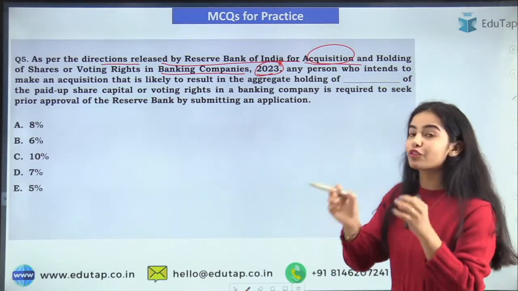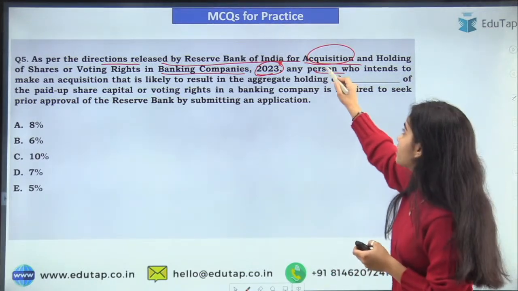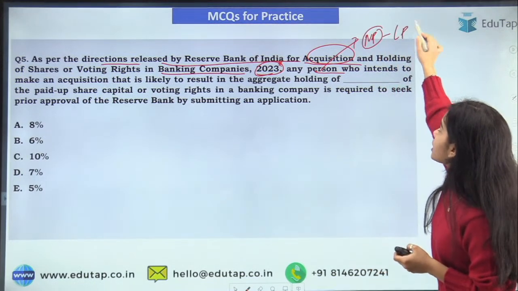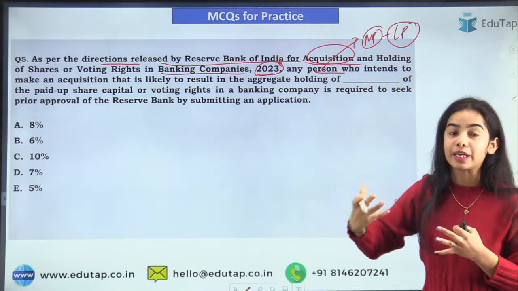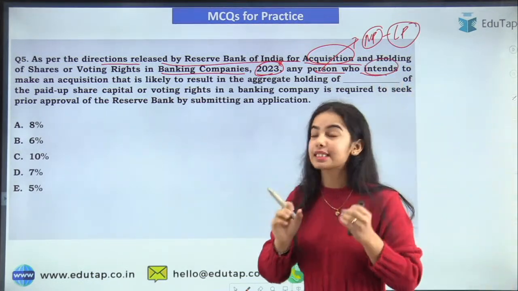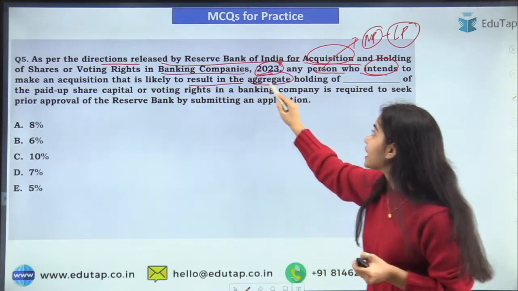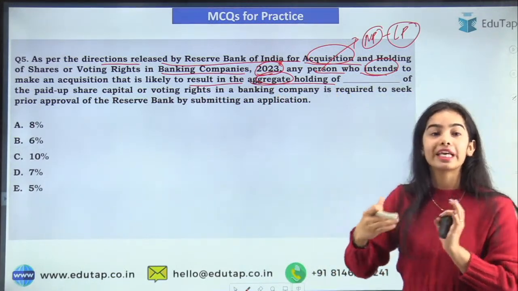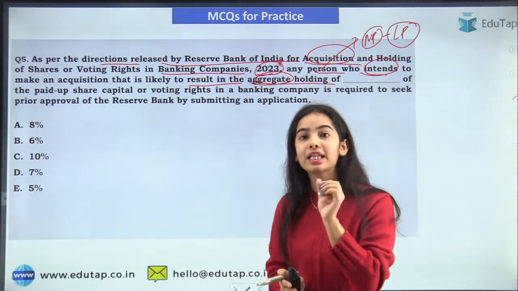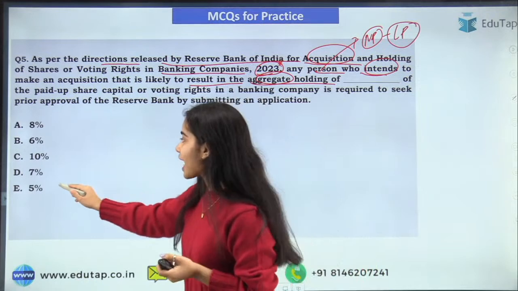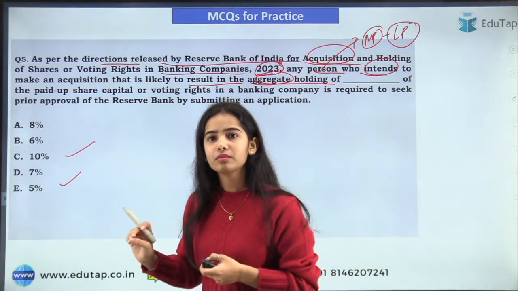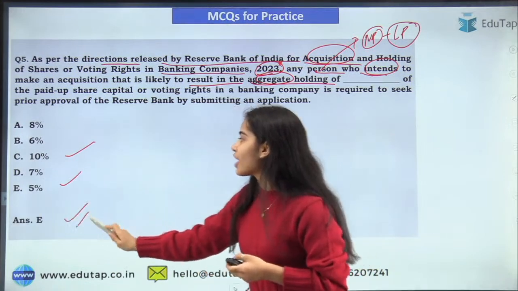You have to tell which percentage: any person, meaning a natural person or a legal person. A legal person is any entity, any corporate. So a person who intends to make an acquisition that is likely to result in an aggregate holding of dash percent has to take prior approval from the Reserve Bank of India. So what is the percentage? I am getting the answers 5% and 10%. The right answer here is 5%.